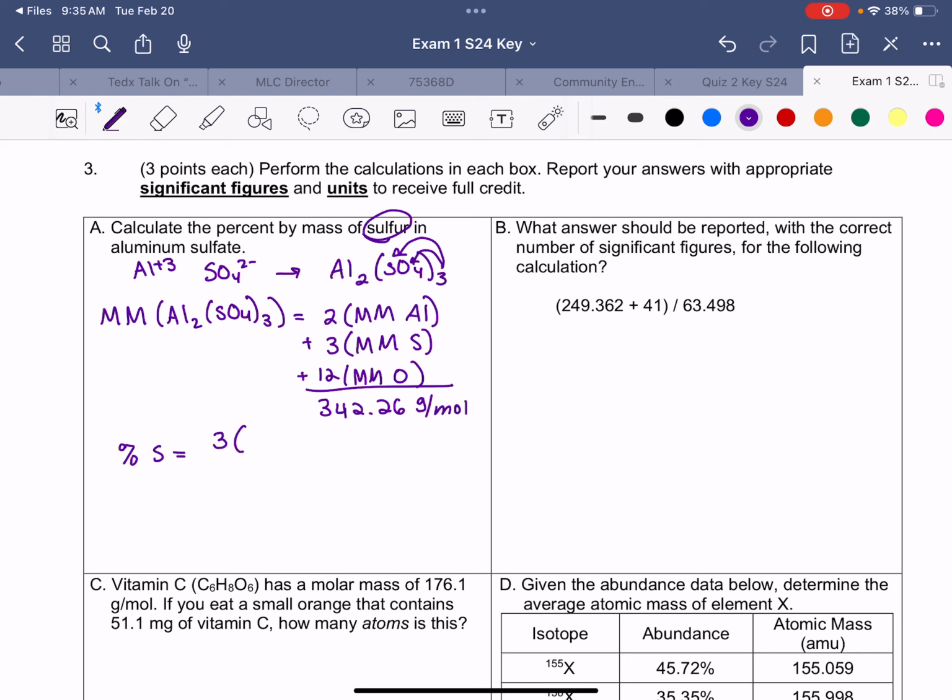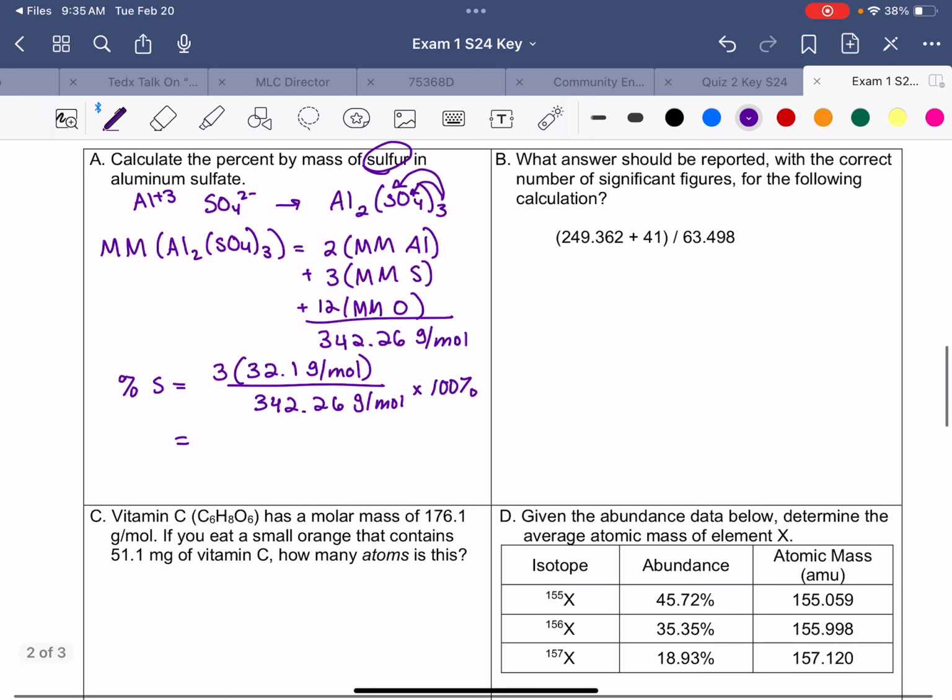And then it was the percent by mass of sulfur, so this is where we do the number of atoms of sulfur times its molar mass divided by the total, times 100%. And because the molar mass of sulfur only has 3 sig figs, our answer will also have 3 sig figs.